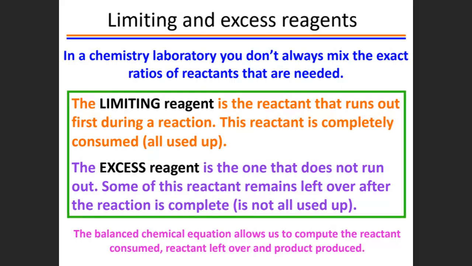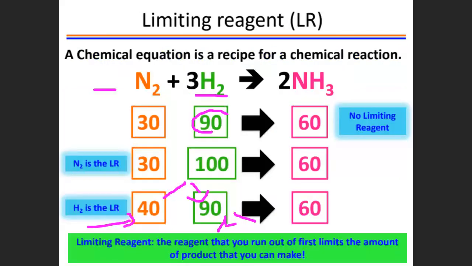In a chemistry laboratory, you don't always mix the exact ratio of reactants that are needed. So the limiting reagent is the reactant that runs out first during a reaction. This reactant is completely consumed and all used up. Now, got it? From the example, is it clear? Another term we have is called the excess reagent. The excess reagent is the one that does not run out. Let's go back to see here. In this particular reaction, 1:3 is the ratio for the reaction.